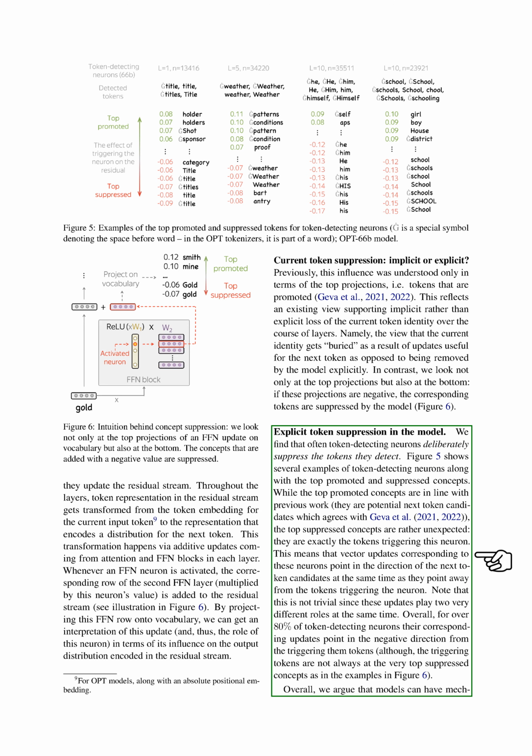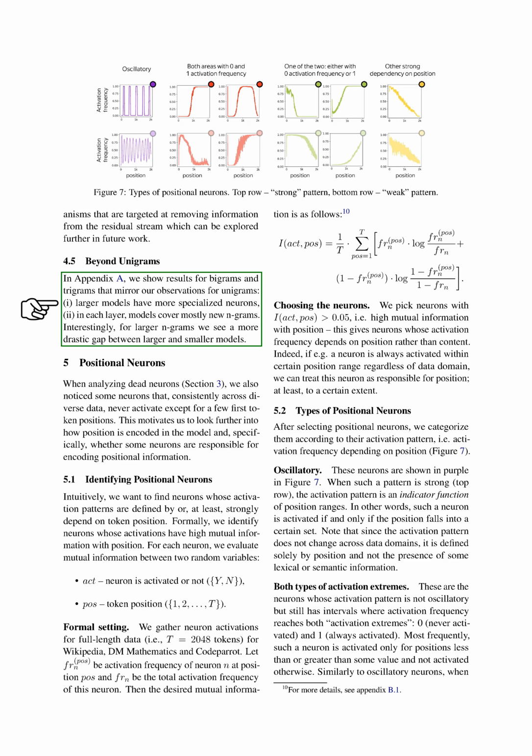This is not trivial since these updates play two very different roles at the same time. In fact, for over 80% of token-detecting neurons, their corresponding updates point in the negative direction from the triggering tokens. We argue that models can have mechanisms that are targeted at removing information from the residual stream, which is an area that can be explored further in future work. In the appendix, we show results for bigrams and trigrams that mirror our observations for unigrams.